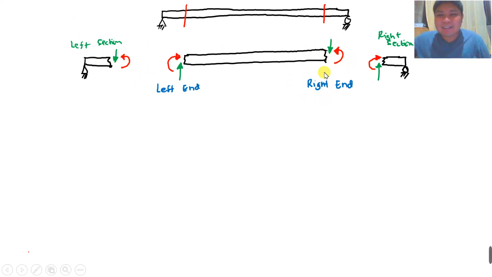So, yun, napakasaya ng mechanics. On the other hand, class, si right section, kaparehas siya ng direction ni left end. Kaya nga, parehas lang yon. Left section or right end are the same. Tapos, right section or left end is the same as well. So, I hope hindi kayo doon malilito sa discussion ko.